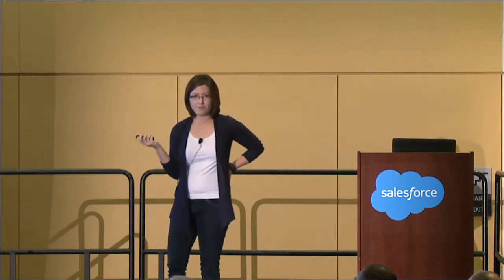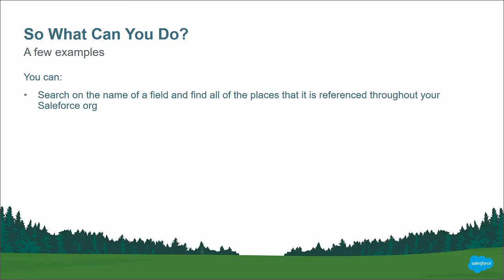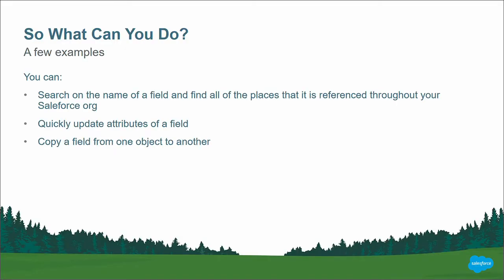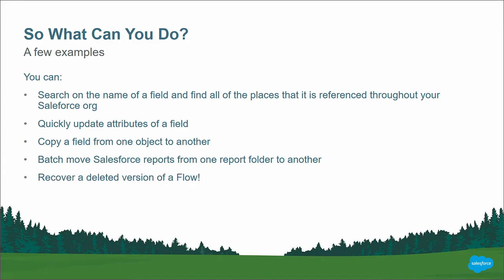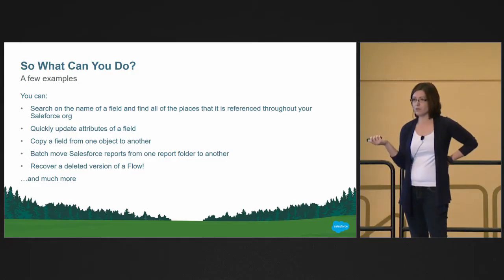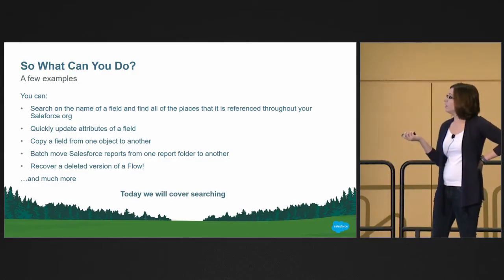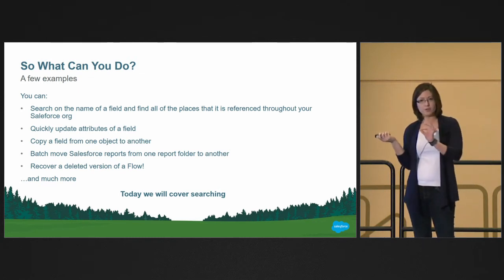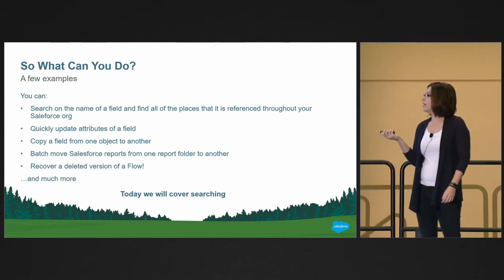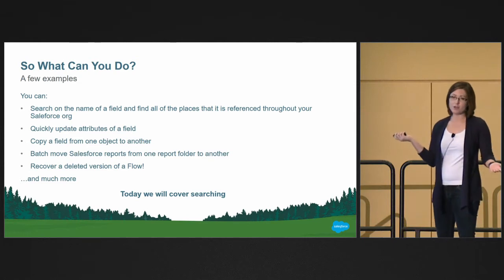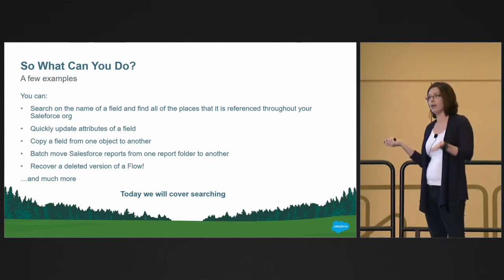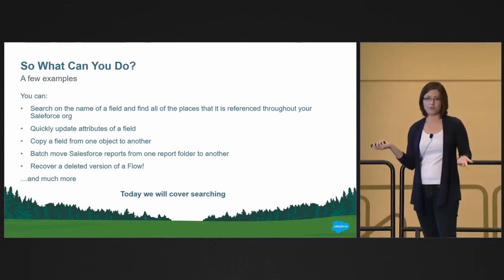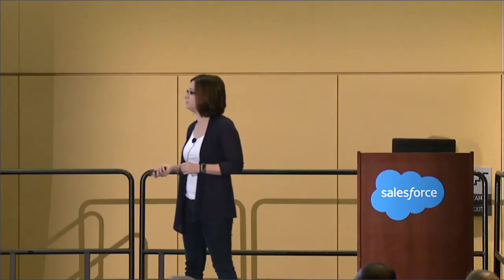Here are some examples of things that you can do. You can search the name of a field. This is what we're going to do today to find out where it's used, including even dashboard footers, which I thought was pretty wild. So then when you're making a change, you will actually know, hey, it's in this report that so-and-so uses all of the time, and you won't get that phone call again.